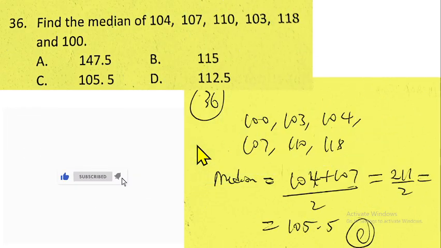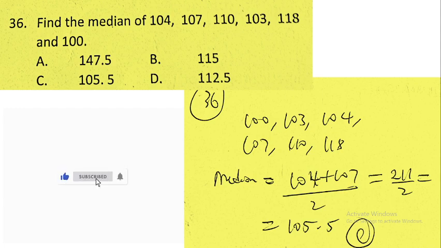Question number 36: you have to find the median of 104, 107, 110, 103, 118, then 100 as well. So we have to find the median.